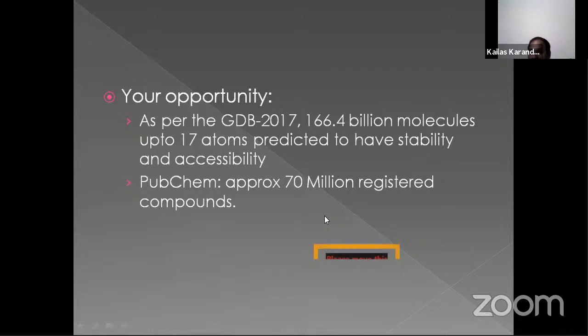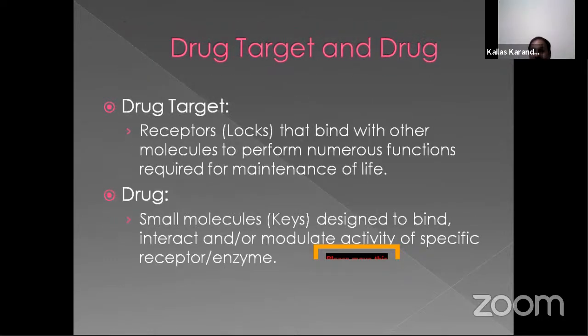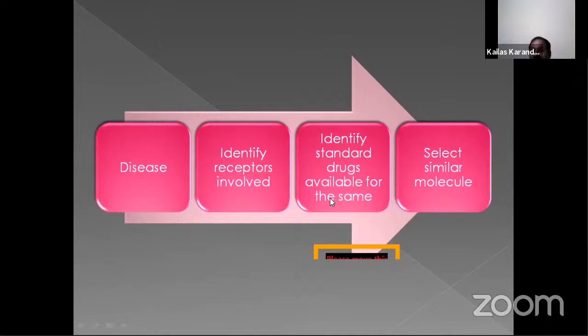a structural similarity. Now we are at the point we discussed in a previous slide: identify the standard drugs available for the same disease and select a similar molecule. So there is online data available with us, for example PubChem, and from PubChem we can get a similar molecule. This is a registered compound, and we have the opportunity to make changes upon that registered compound and make it similar to the standard drug available for the particular disease. So this is our first approach, what we can do.